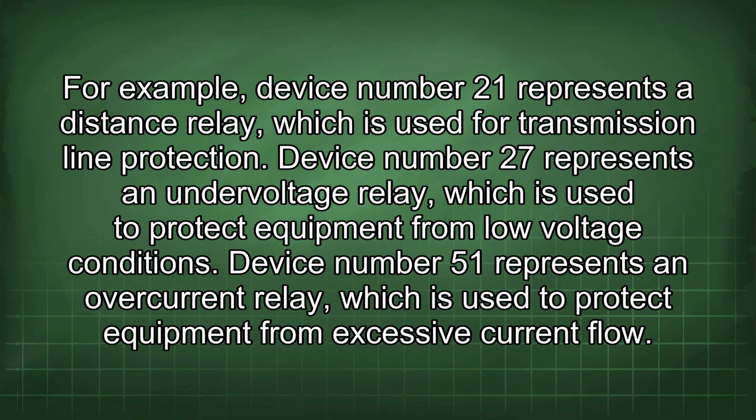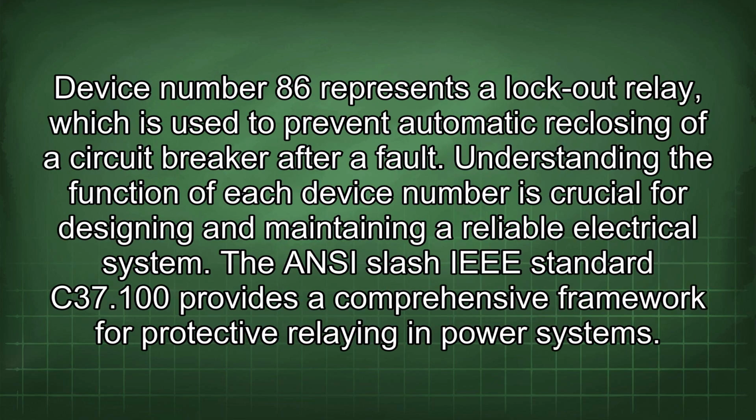For example, device number 21 represents a distance relay, which is used for transmission line protection. Device number 27 represents an undervoltage relay, which is used to protect equipment from low voltage conditions. Device number 51 represents an overcurrent relay, which is used to protect equipment from excessive current flow. Device number 86 represents a lockout relay, which is used to prevent automatic reclosing of a circuit breaker after a fault. Understanding the function of each device number is crucial for designing and maintaining a reliable electrical system.